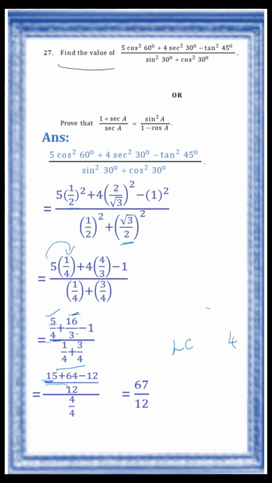These LCMs you have to write in the book, otherwise marks will be deducted. LCM of numerator is 12. LCM of denominator is 4.